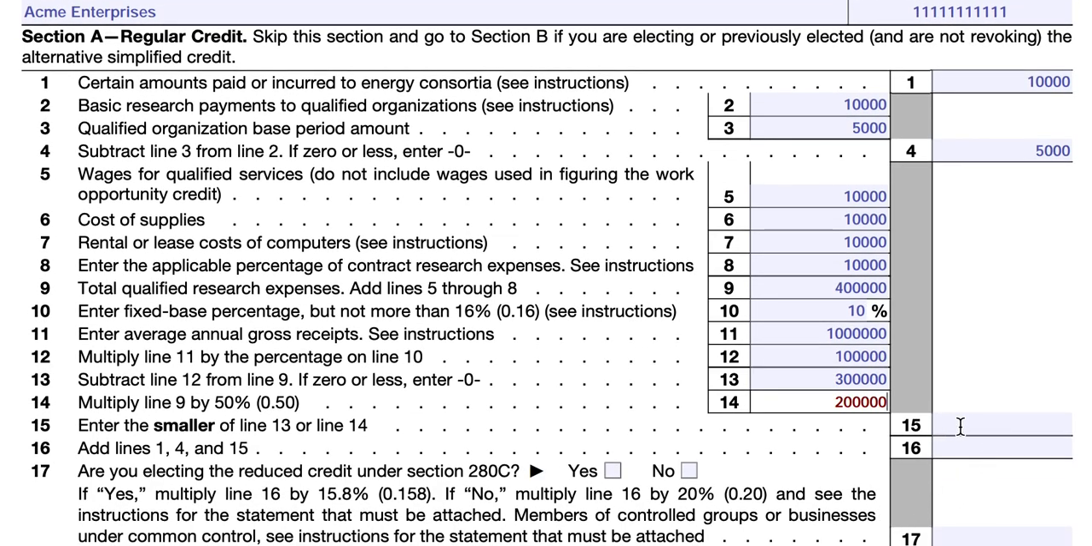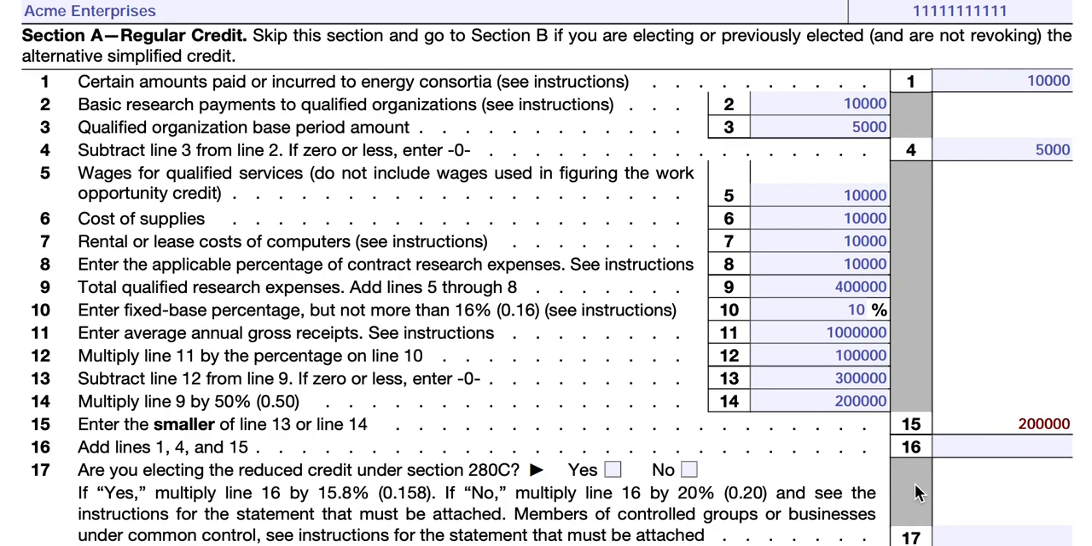And in line 15, we have to pick the smaller of either line 13 or line 14, which happens to be $200,000. In line 16, we're going to add line 1, line 4, and line 15, and we'll get a cool $216,000.